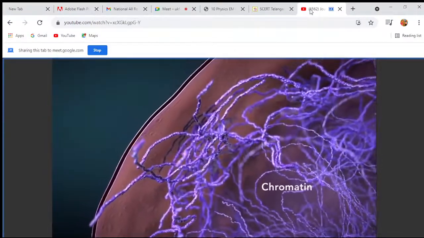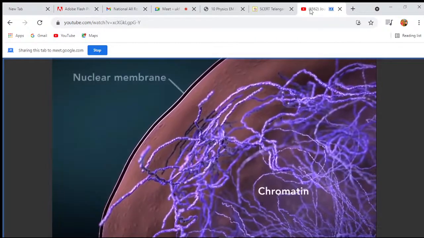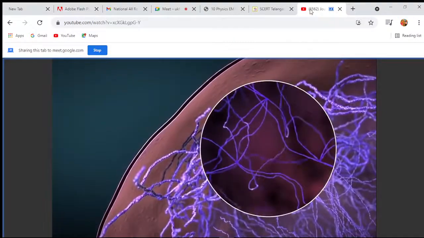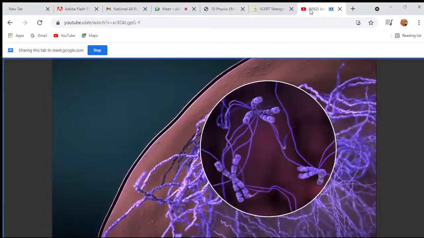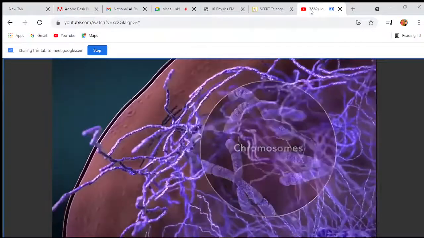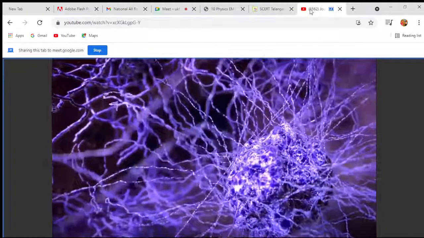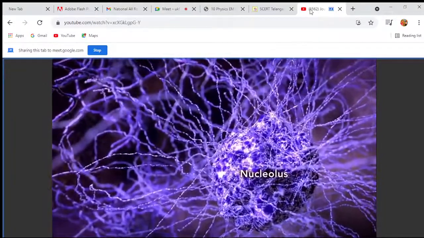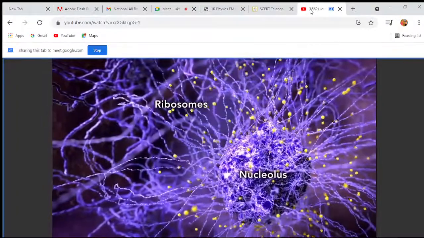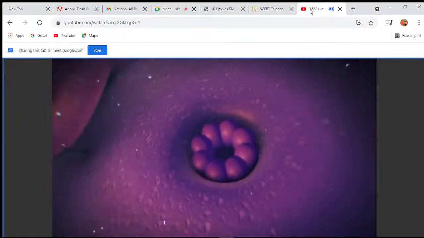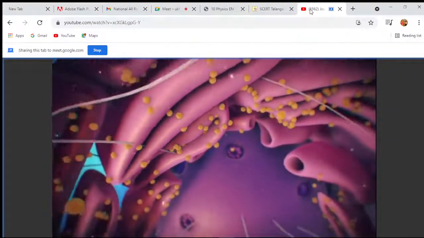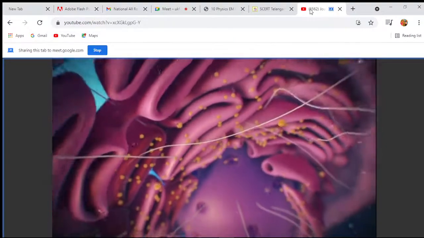Chromatin is the tangled spread of DNA found inside the nuclear membrane. When a cell is ready to divide, DNA condenses into structures known as chromosomes. The nucleus also contains a nucleolus, which is a structure where ribosomes are made. After ribosomes leave the nucleus, they will have the important job of synthesizing or making proteins.